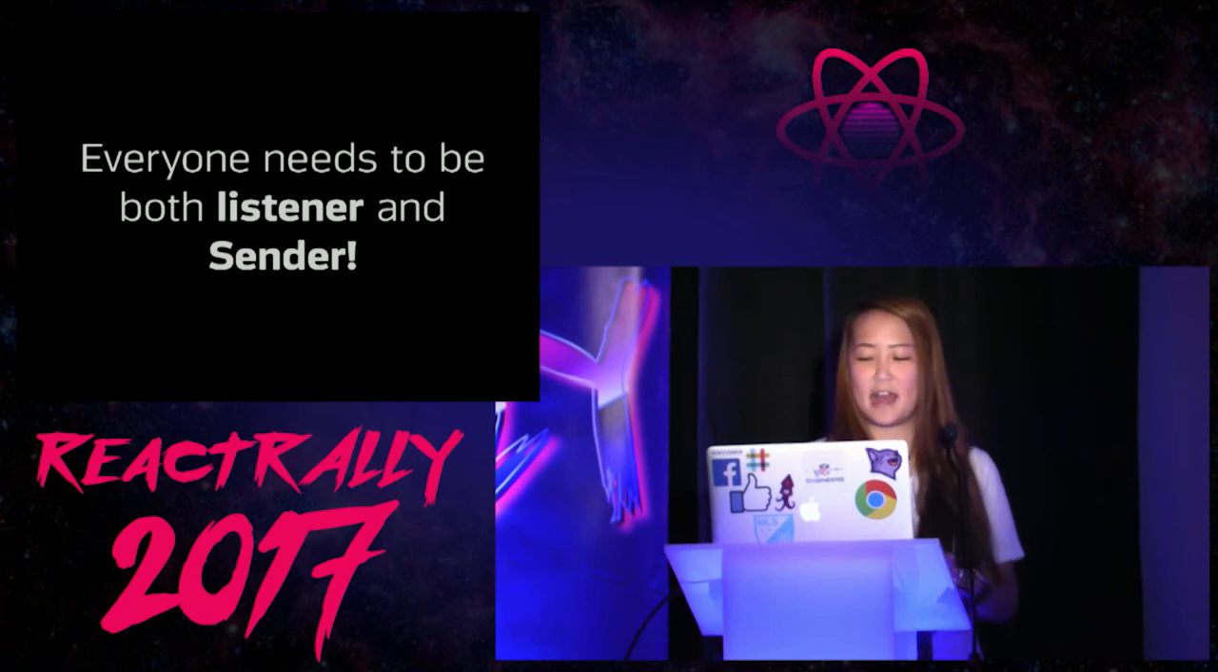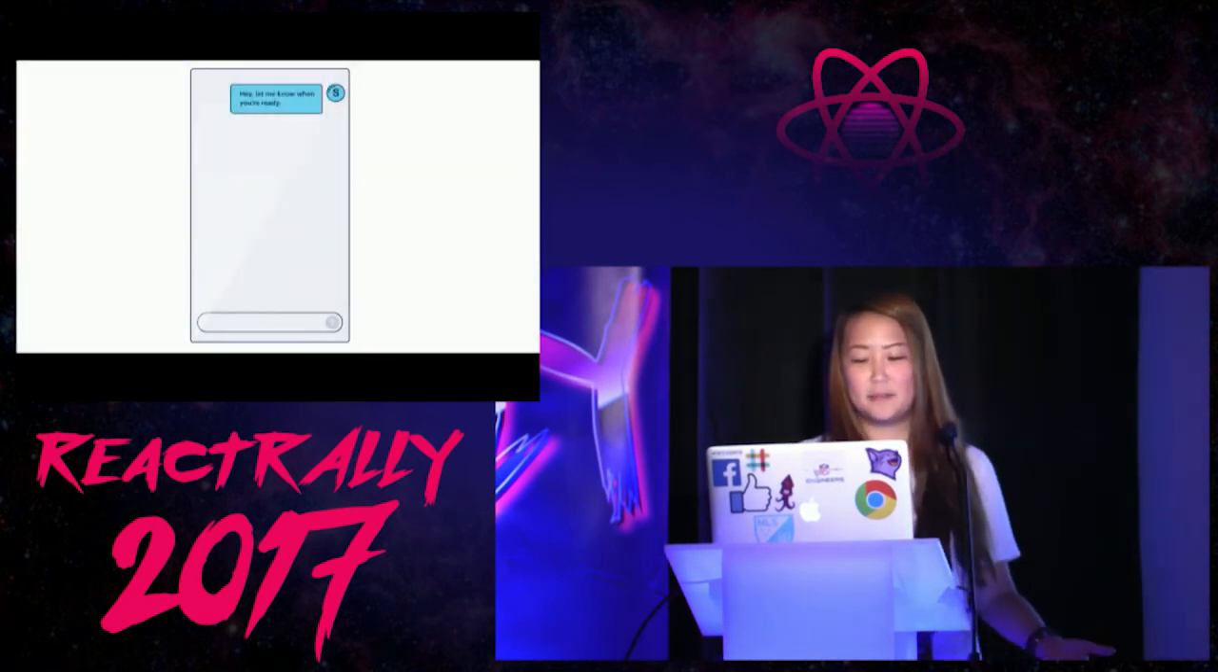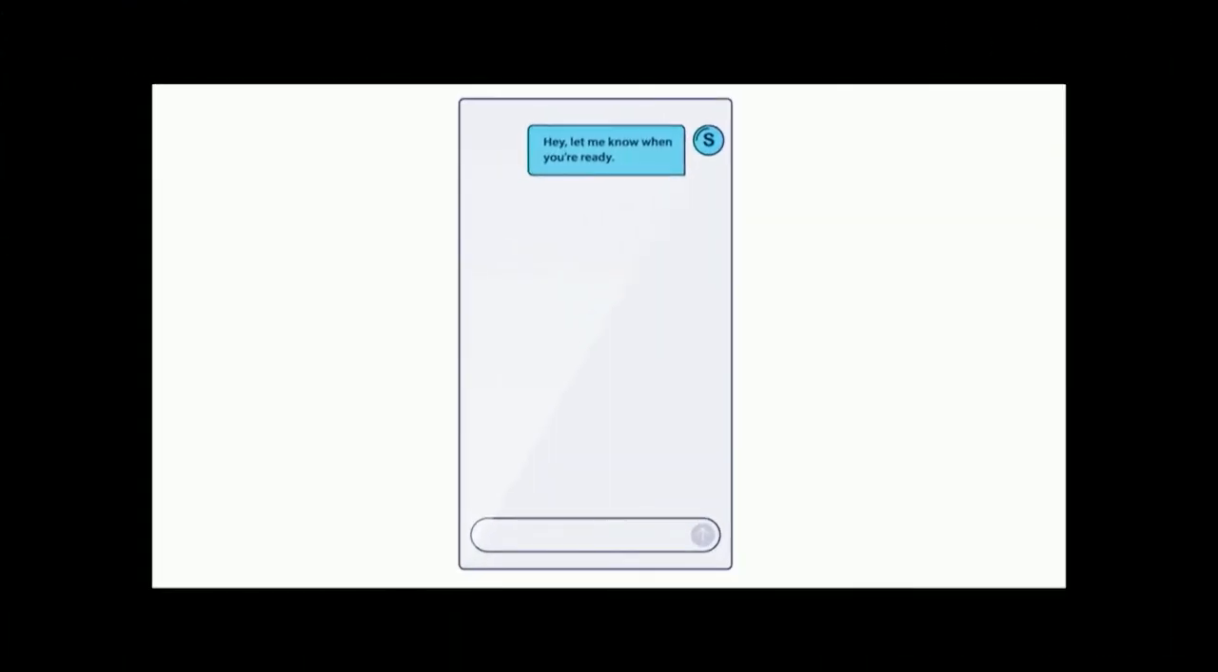And here's a visual graph of how it would work. The sender posts a message to let the receiver know that the receiver is ready. When the receiver is mounted, it lets the sender know, okay, I'm ready. Now the sender knows that the receiver is ready to receive a message. The sender posts a message to the receiver.